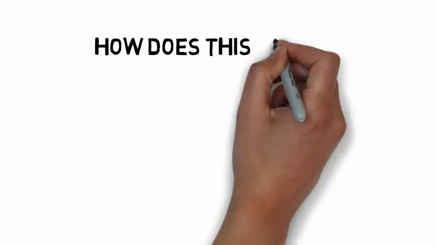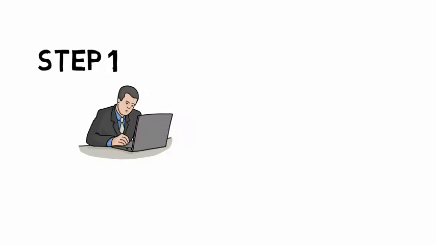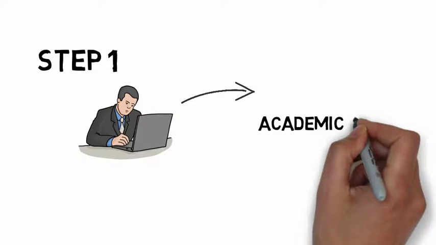So how does peer review work? Think of it as a 5-step process. Step 1. The researcher does his or her research, writes a paper, and submits the manuscript to an academic journal that publishes similar or related types of work.